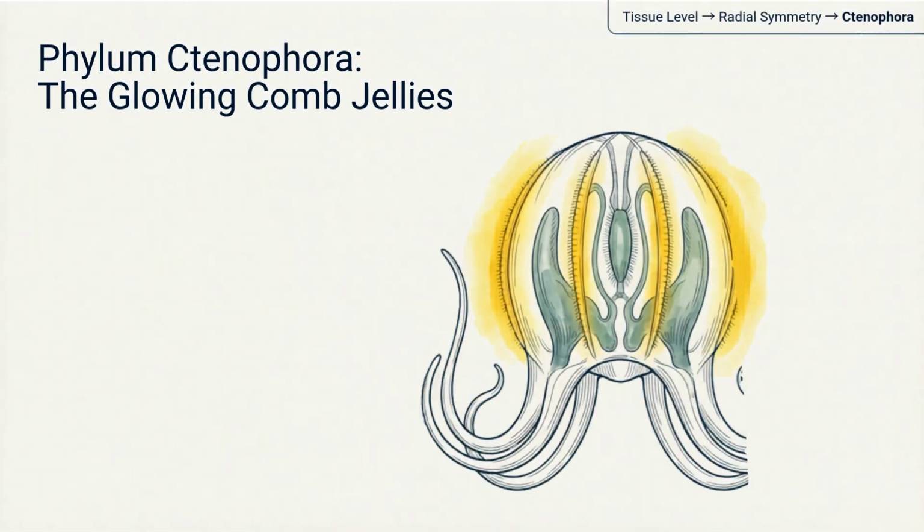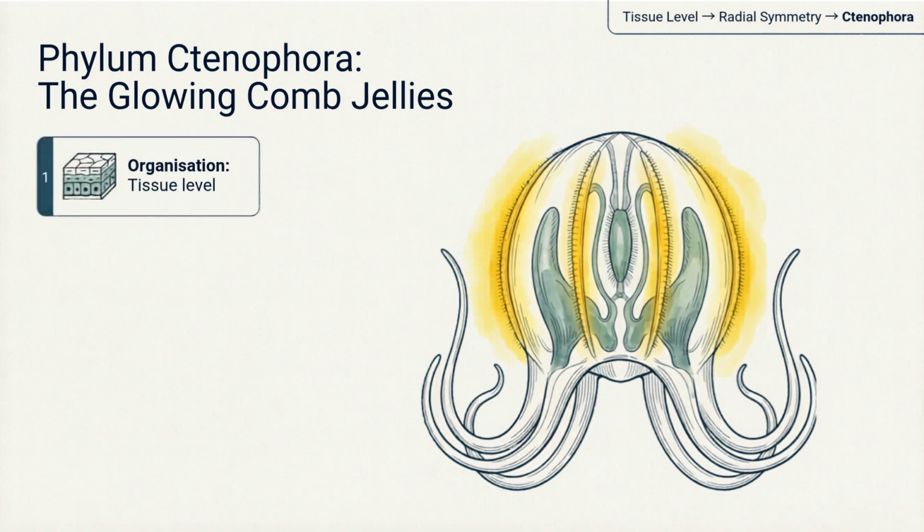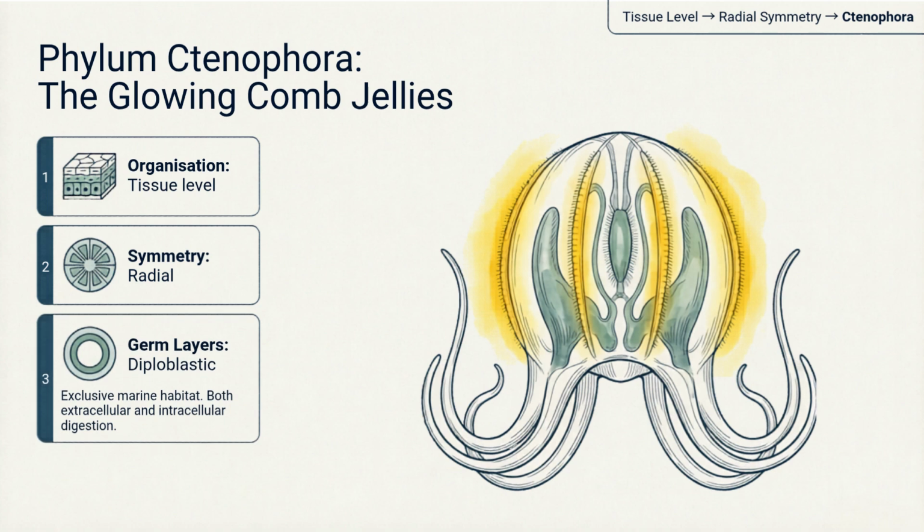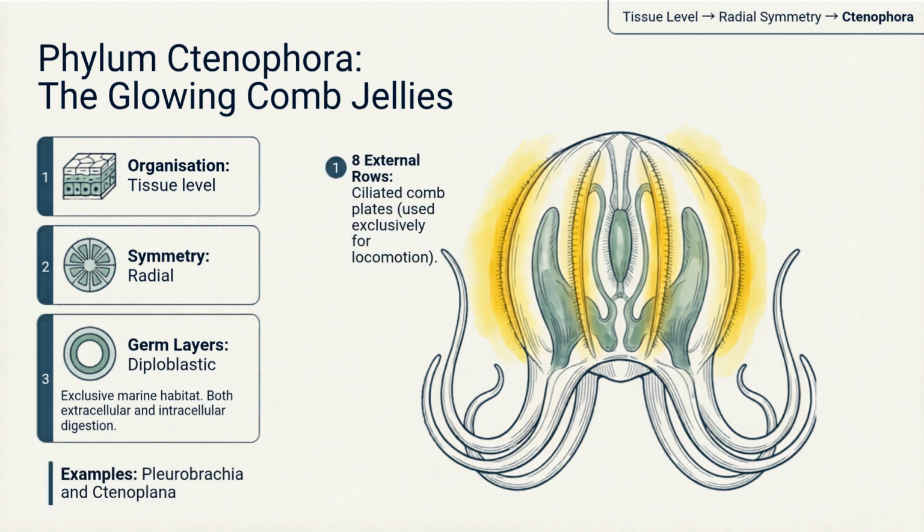Ctenophores look similar to coelenterates, but they are different in key ways. They also have tissue-level organization, radial symmetry, and are diploblastic. But their unique feature is comb plates, rows of cilia used for movement. Another distinctive trait is bioluminescence. That glowing appearance is not just interesting. It is a direct identification feature.